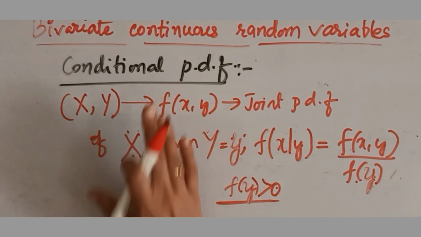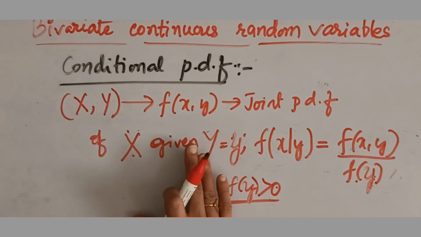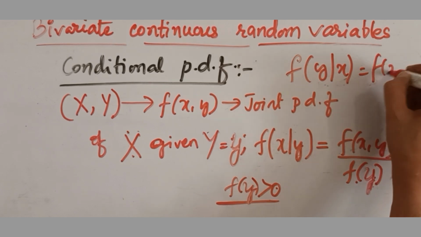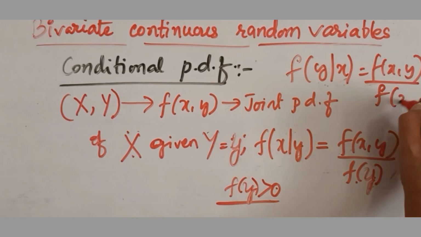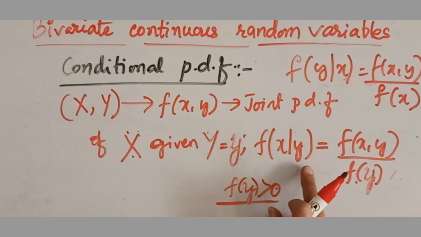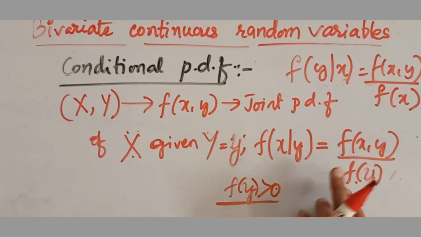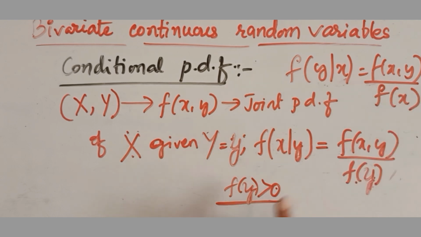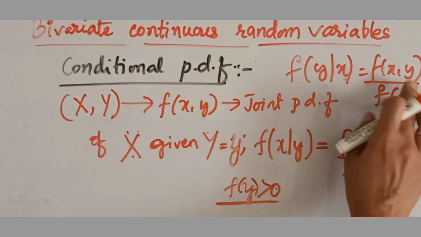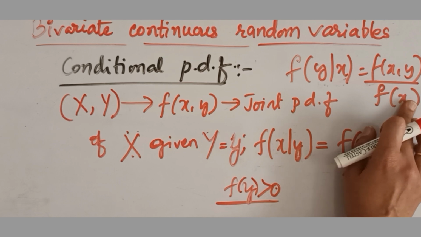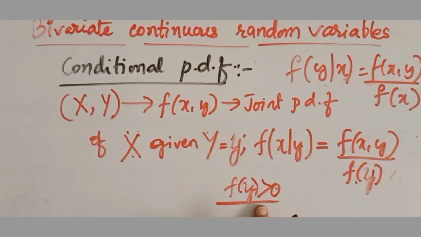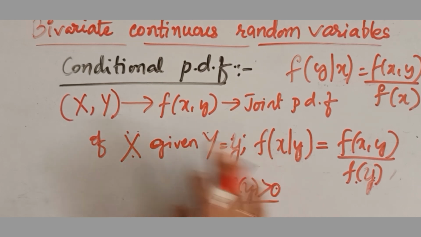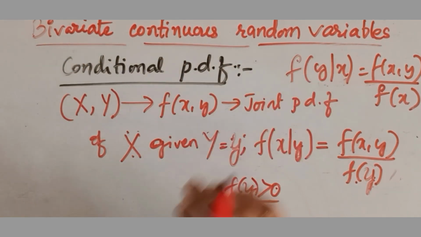So these two are called conditional probability density functions. One is f of y given that x equal to f of x comma y divided by f of x. Another is f of x given that y equal to f of x comma y divided by f of y. The conditions are f of x must be greater than 0. Here f of y must be greater than 0. This is the marginal probability density function of x. This is the marginal probability density function of y. This is how to define the density functions for bivariate continuous random variables.